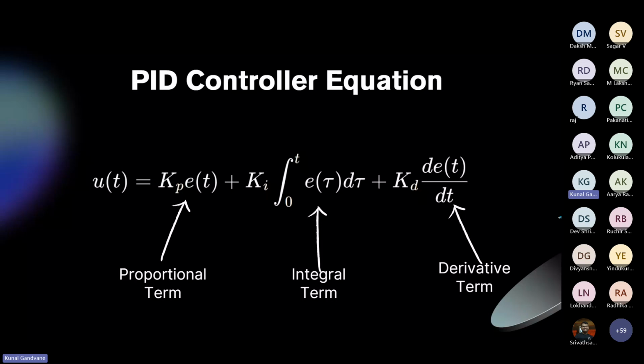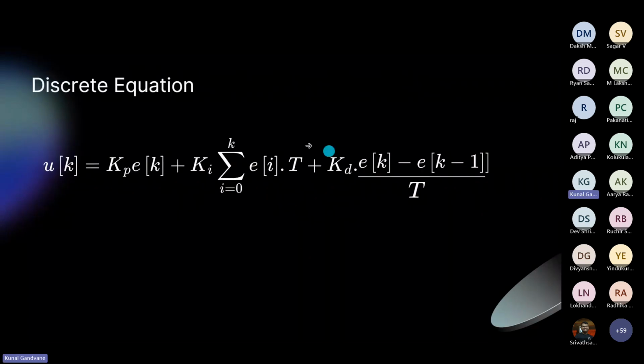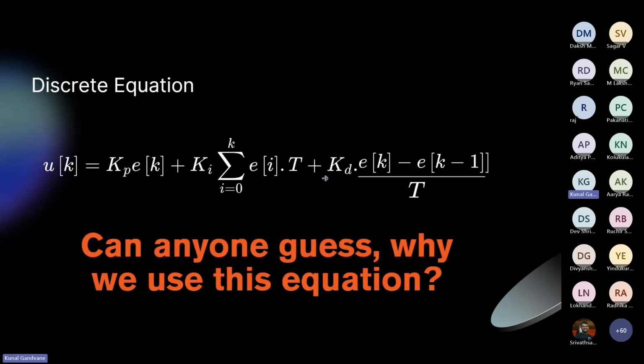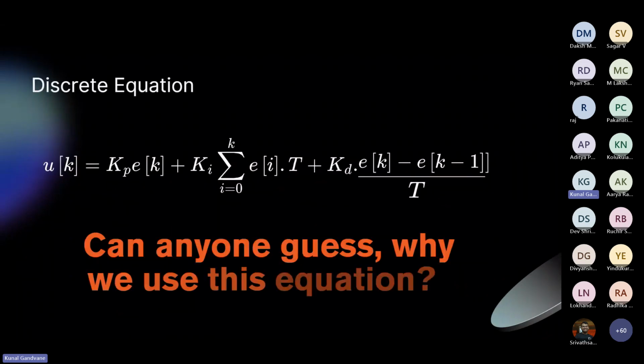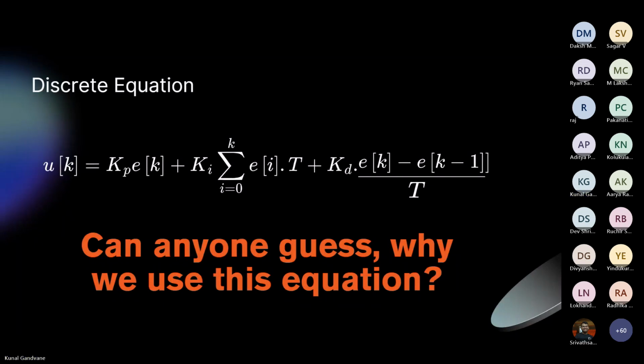But there is one more equation, this one. This is called the discrete equation, and it's like this. Can anyone guess why we use this equation instead of this one? Same as last time, you can either put answers in the chat or raise your hand and we'll unmute you. Yes, you are correct. We get discrete inputs, not continuous inputs, because our systems are digital systems, not analog systems.